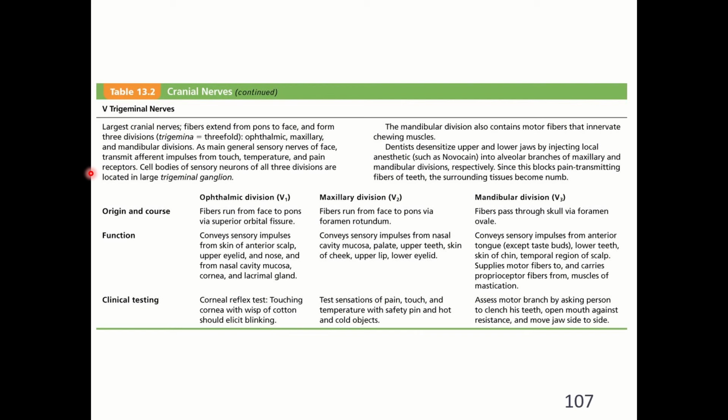Cell bodies of sensory neurons of all 3 divisions are located in the large trigeminal ganglion. The mandibular division also contains motor fibers that innervate chewing muscles. Dentists desensitize upper and lower jaws by injecting local anesthetics such as Novocaine into alveolar branches of the maxillary and mandibular divisions, respectively. Since this blocks pain-transmitting fibers of teeth, the surrounding tissue becomes numb.